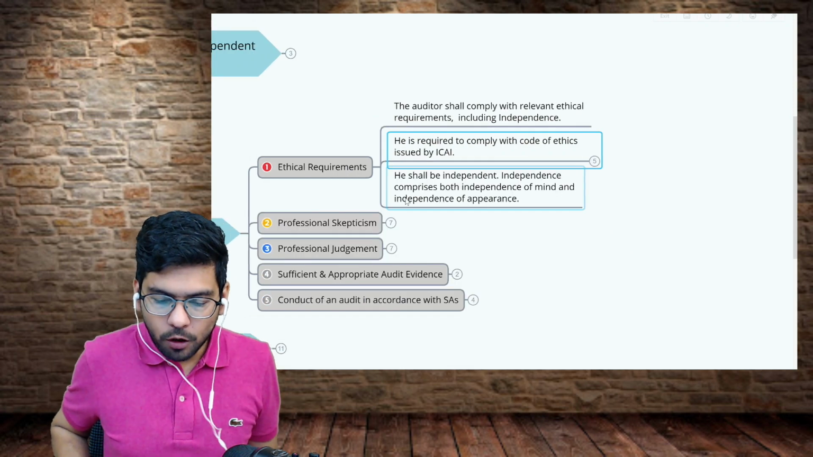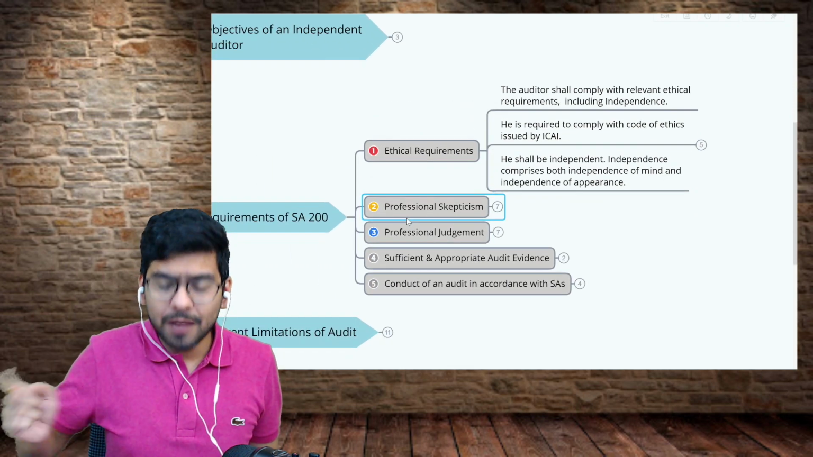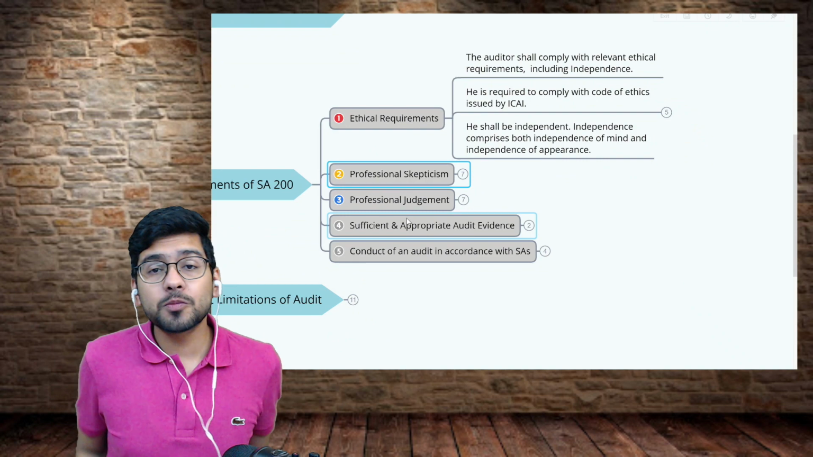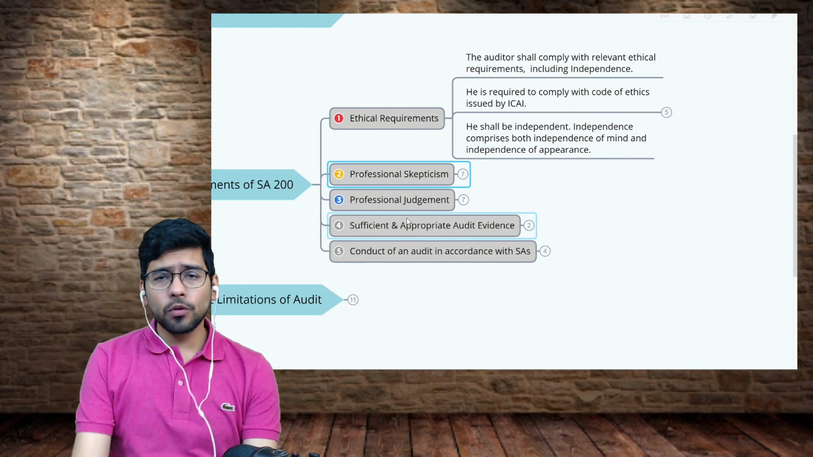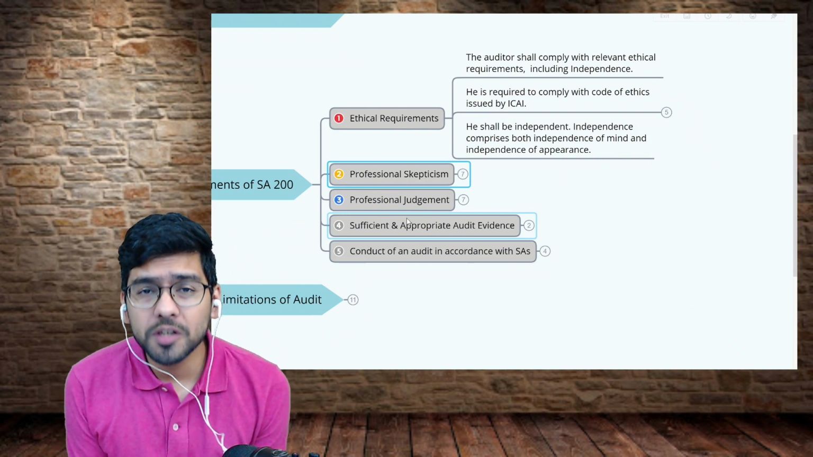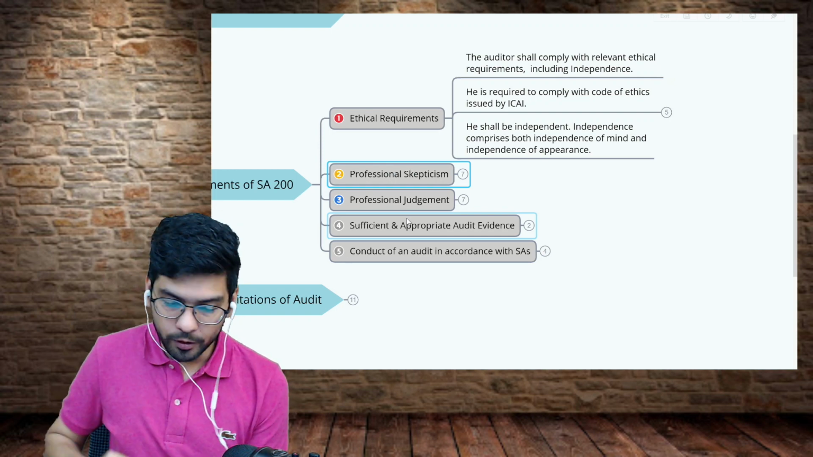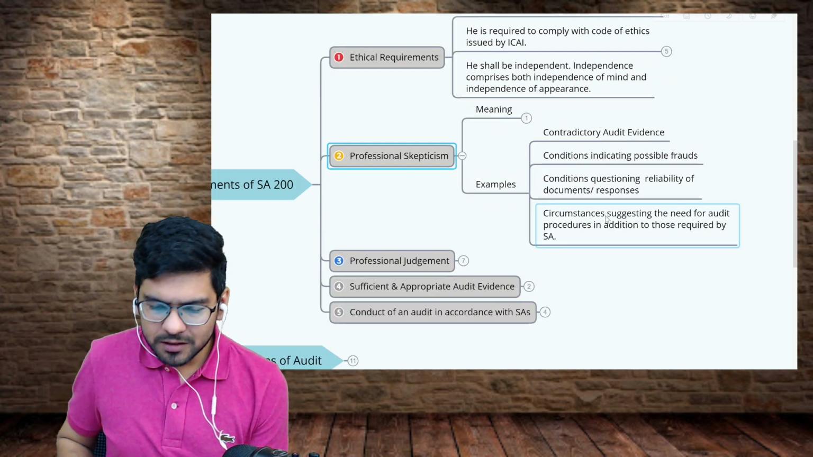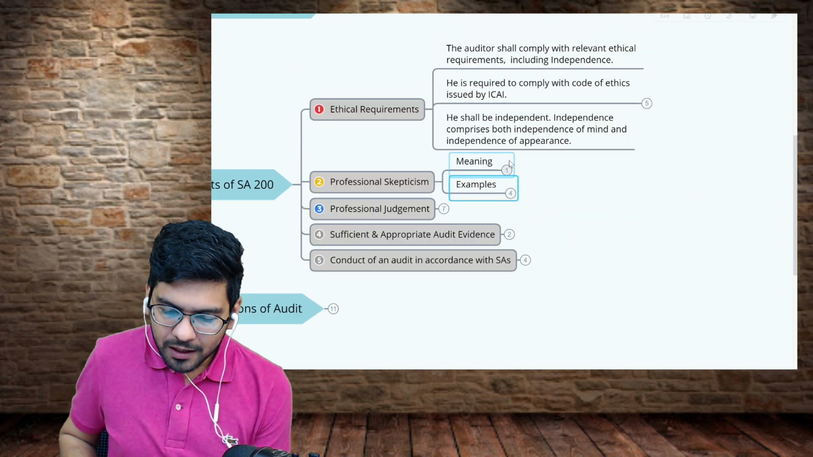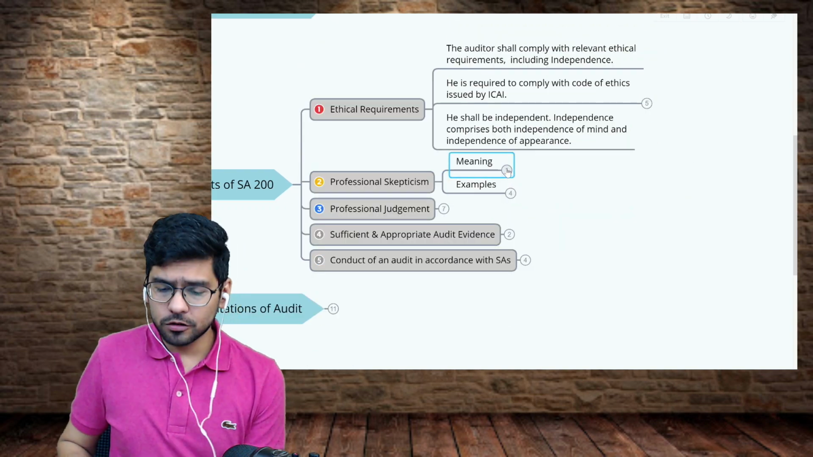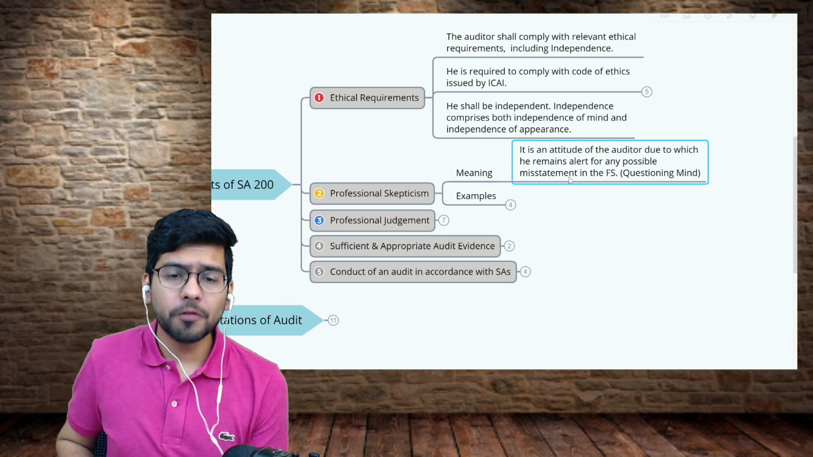Okay, all right. Now next is very important, again can be asked for a short note also. So what is professional skepticism? And they ask you, explain, give some situations where the auditor needs to exercise professional skepticism, or give certain examples. So when I say professional skepticism, let us first understand the meaning, and then we are going to go through some examples also.